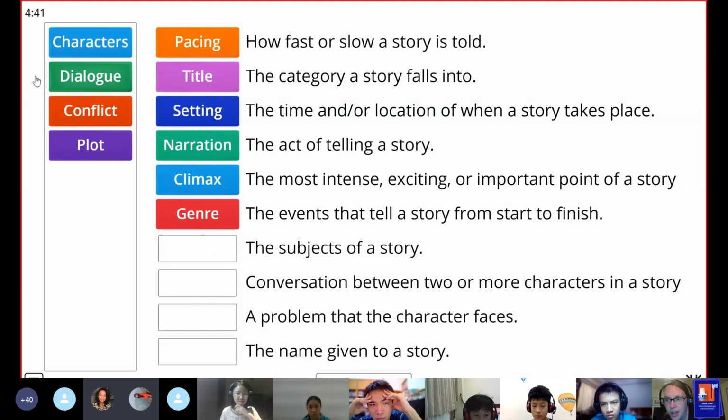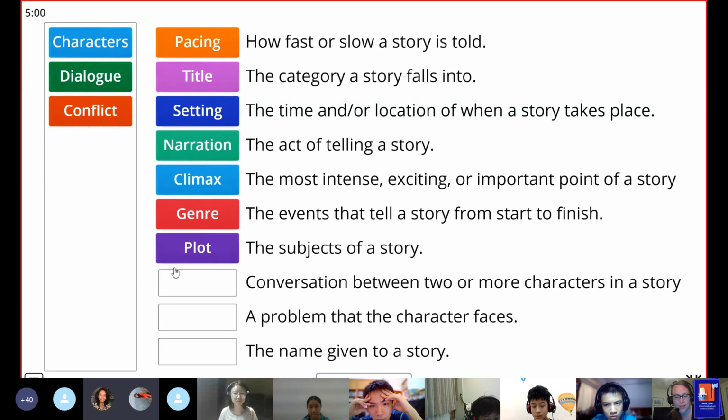Take a look at these words over here. The subjects of a story or who the story is about. And these are the ones we have left. Characters, dialogue, conflict, or plot. Plot. All right. Let's check that one out. Conversation between two or more characters in a story. Ray, what do you think? It's dialogue. All right. Dialogue.